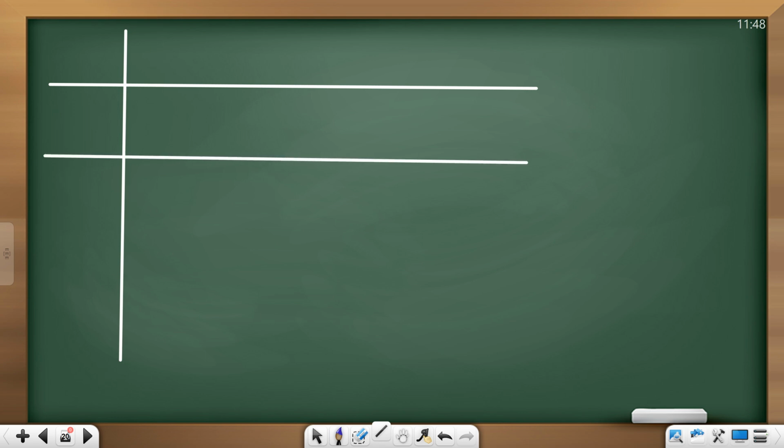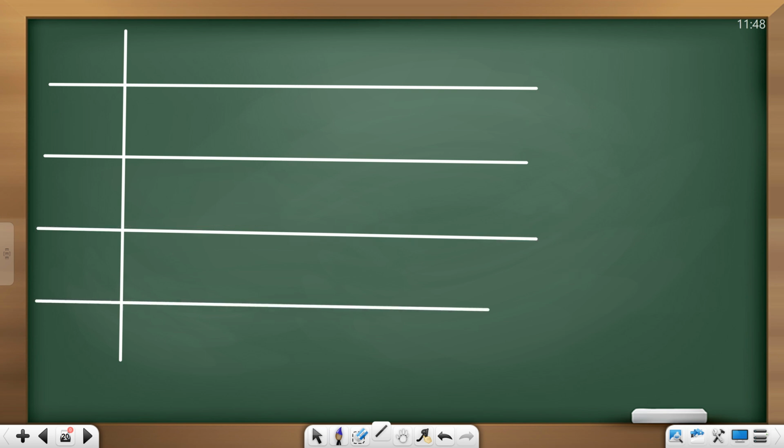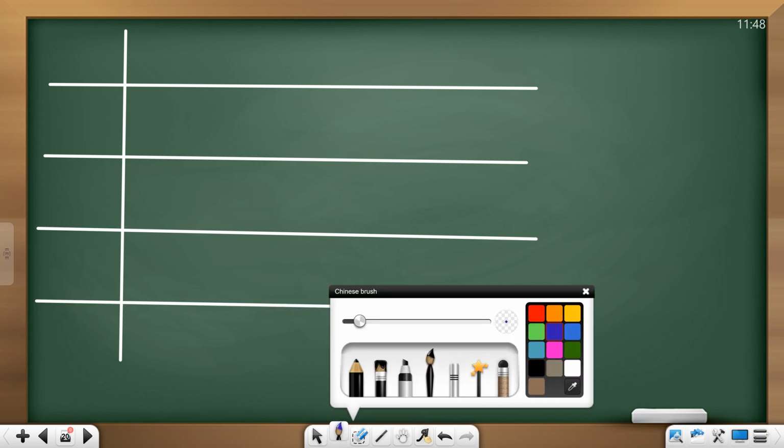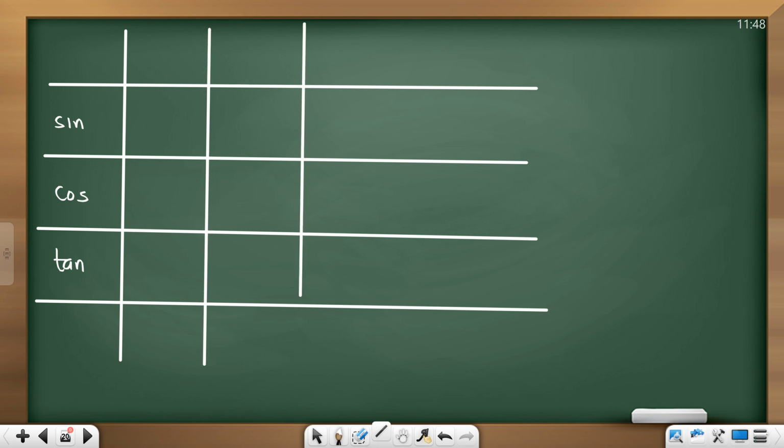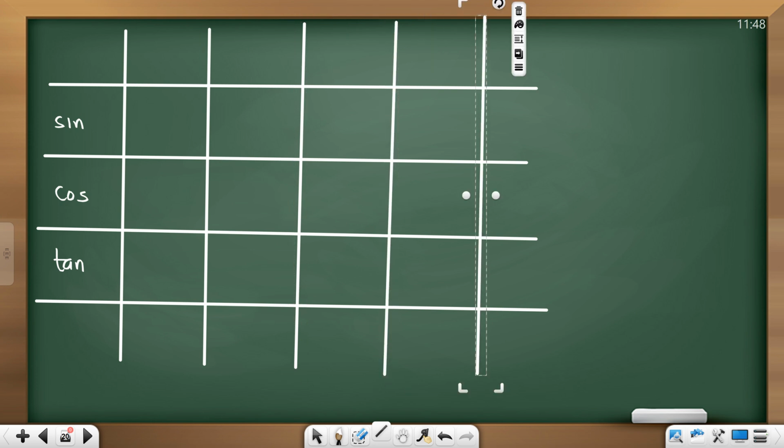And the table will be able to work with sine, cos, and tan. Special angles: 0 degrees, 30 degrees, 45 degrees, 60 degrees, and 90 degrees. But here's the fun part of it.